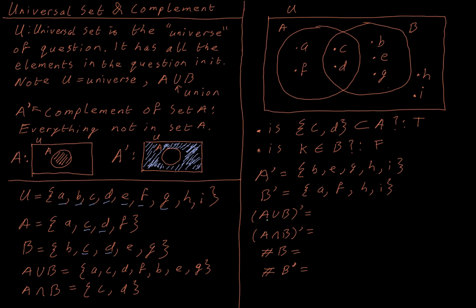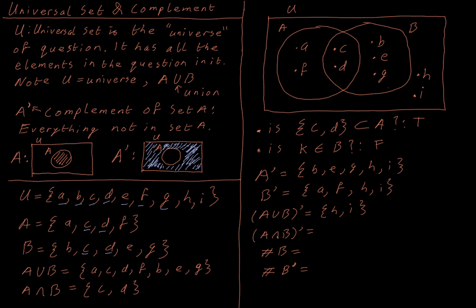Now we could get something more complicated like this, but we have to tell ourselves the story of what's going on. This is A union B complement. Well, A union B is all of the stuff that is in A or B or both. And complement means not that. So what's left? Well, H and I are the only things that are left there. So we exclude everything that's in A or B or both, and we are left with only H and I in our universe.